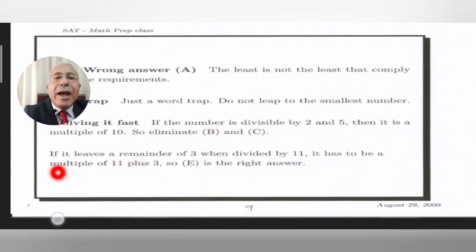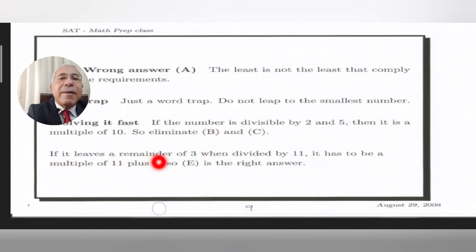Okay. If it leaves a remainder of 3 when divided by 11, it has to be a multiple of 11 plus 3. That's what I said. 7 times 11 is 77, plus 3 gives me 80. So the answer is E.